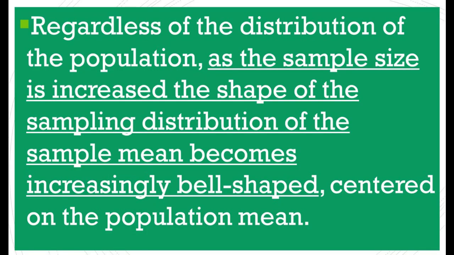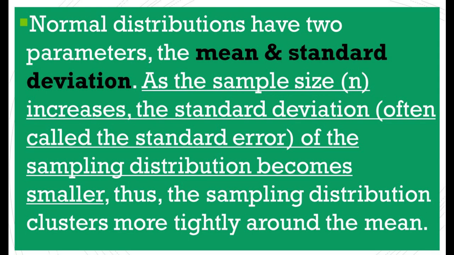So regardless of the distribution of the population, as the sample size is increased, the shape of the sampling distribution of the sample mean becomes increasingly bell-shaped, centered on the population mean. Remember, normal distributions have two parameters, the mean and standard deviation. As the sample size n increases, the standard deviation, often called the standard error of the sampling distribution, becomes smaller. Thus, the sampling distribution clusters more tightly around the mean. For our next examples, let's practice finding the mean and the standard deviation of our normally distributed populations.